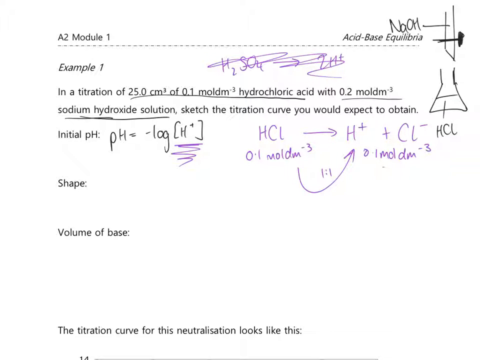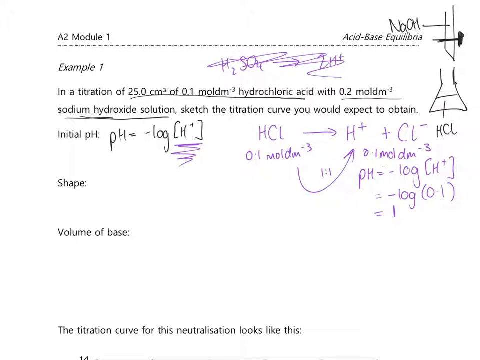Okay, then I can work out my initial pH by doing pH equals minus log H+, which is equal to minus log of 0.1, which if you put that into your calculator gets you a pH of 1. So I now know where I'm going to start my curve on my titration curve. Really exciting.